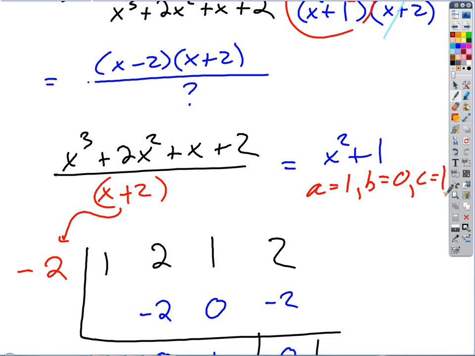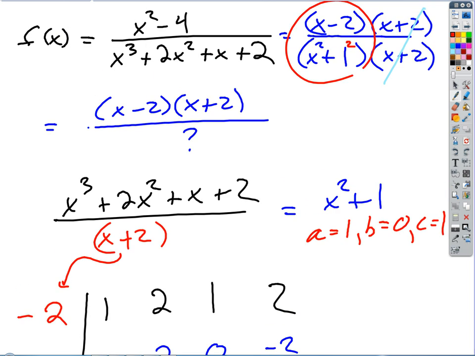Okay? So we got this thing resolved. And I snuck in a bunch of good review there, pretty well disguised. So we know that we have a hole at negative 2, and there is no vertical asymptote because there's no other real zero in the denominator. Okay? Make sense? All right.